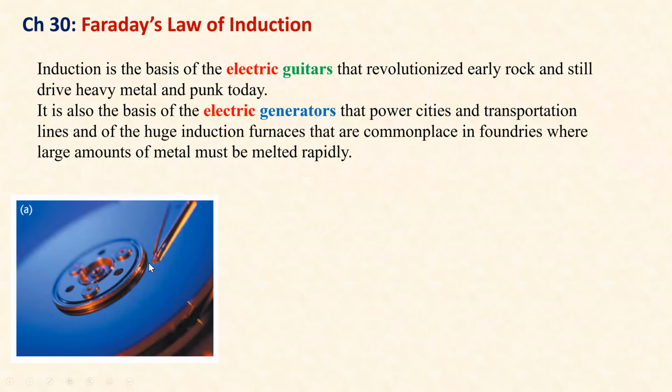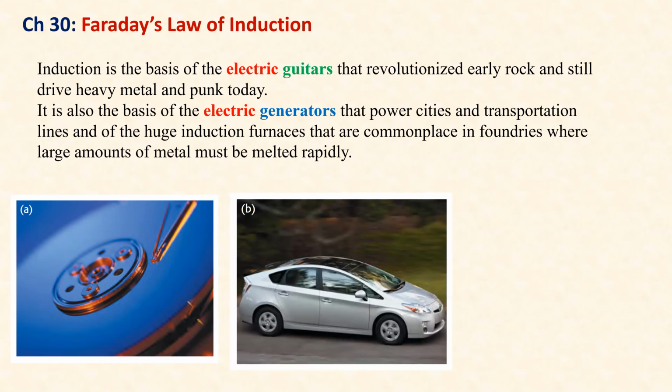in the hard disk of your computer, when the reader reads the information on the disk, there's a very, very small coil inside, and that goes over the very small magnetized regions on this disk. And then when the disk moves, it collects the information, reads the information on the disk.